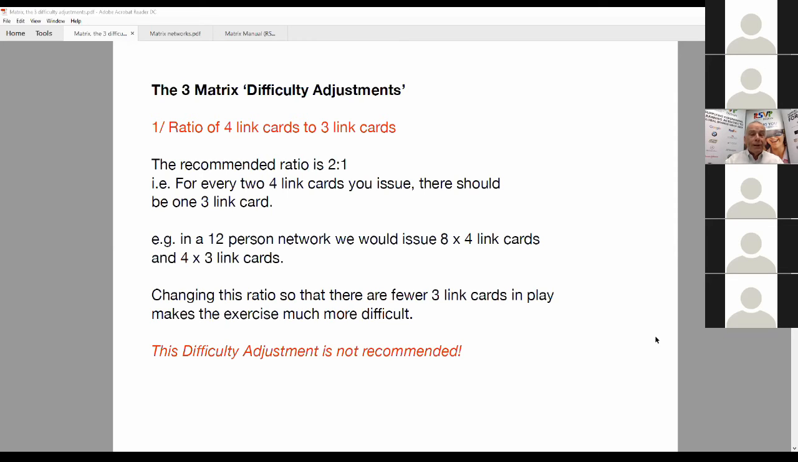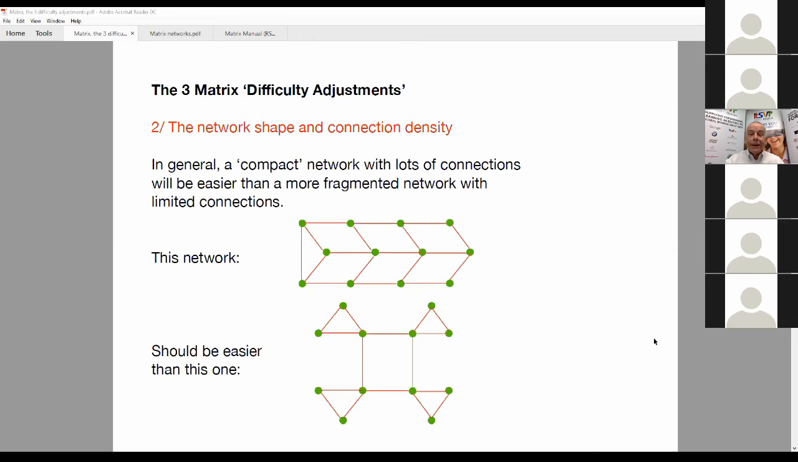There are much more subtle ways of influencing the difficulty. The first of which is your initial design of the network shape and connection density. In general, a compact network with lots of connections will be easier than a more fragmented network with limited connections. So the top one of those networks is going to be easier to work than the bottom one. And remember that intervention of adding new chords moves the bottom network towards the same kind of connection density that you have in the top one. So your initial network design becomes really important. And within the facilitator's manual, there are examples of several different kinds of network that you may draw on.